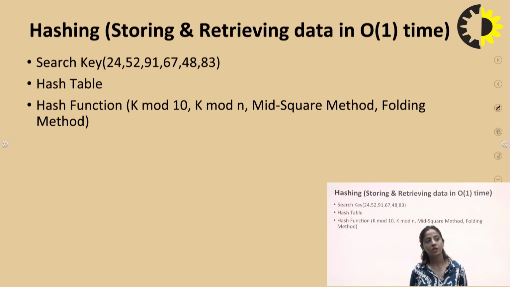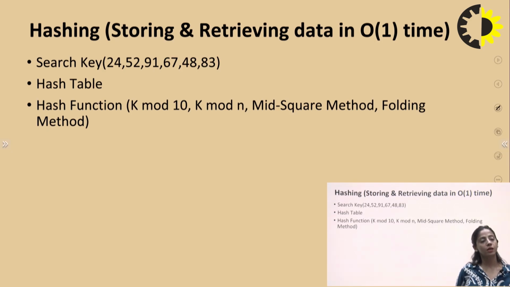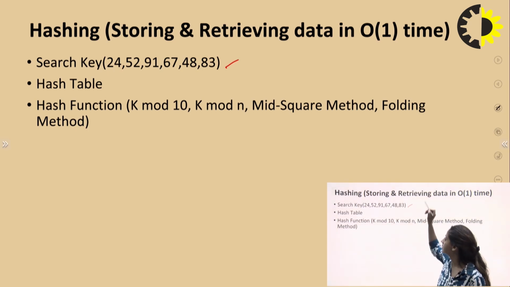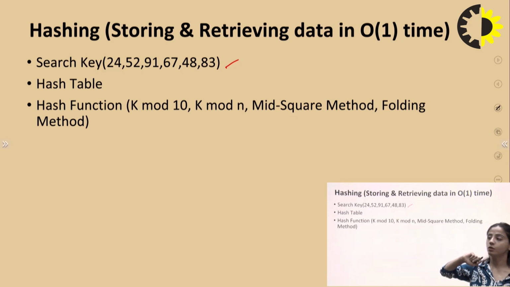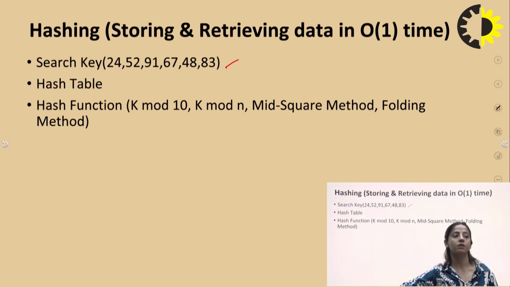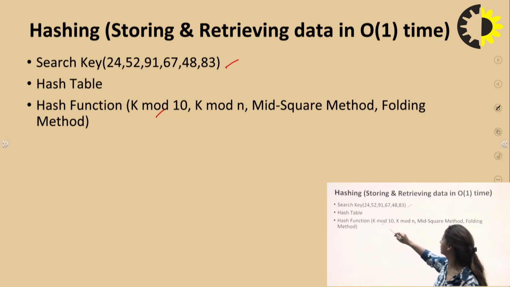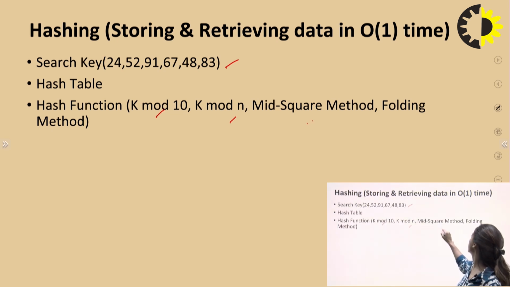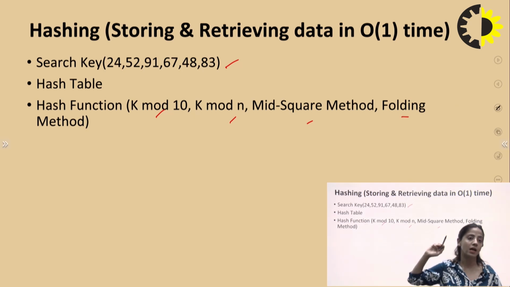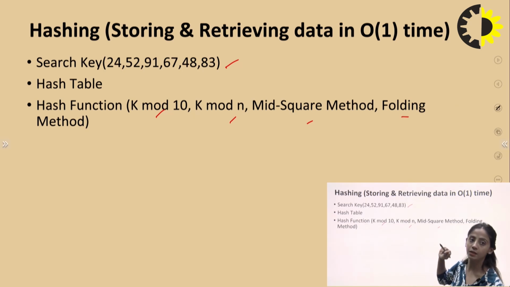Now what is hashing? Hashing is storing and retrieving data in order of one time. For example, here these are your search keys: 24, 52, 91, 67, 48 and 83. What we have to do is create a hash table first, then use the hash function. For the hash function, you can use k mod 10, k mod n, the mid square method or the folding method. Now I am going to explain these methods to you in detail.